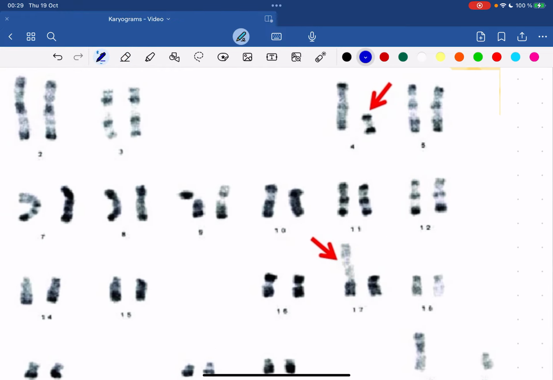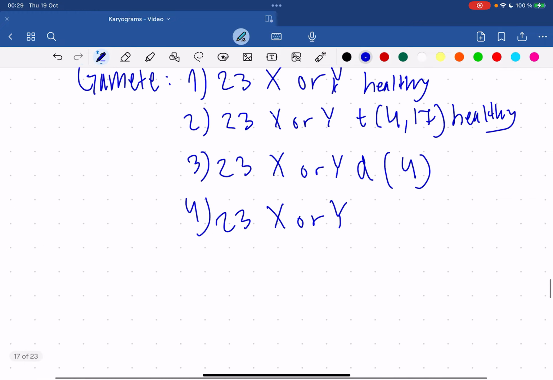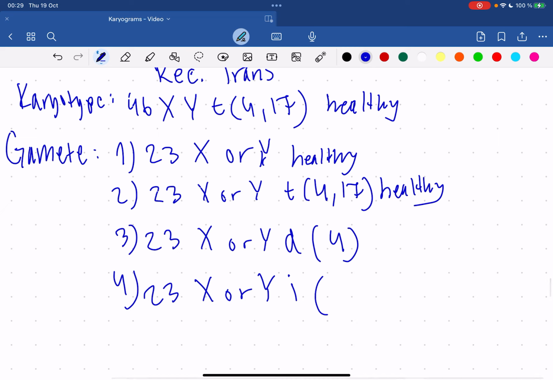And then we have the opposite that is true. We can pick this normal one, not that one, and not that one, but this abnormal one. And here we have insertion instead of deletion. So that would be I-17. This will be unhealthy because there's a deletion or a loss of information.